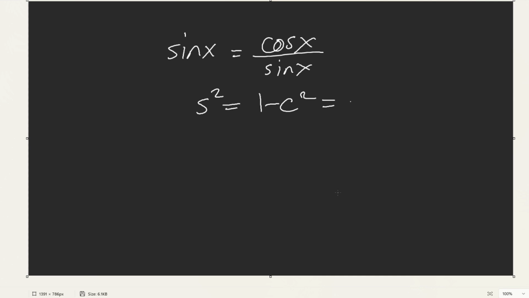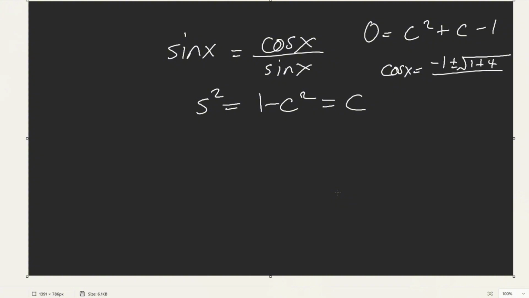1 minus c squared, with c. I'd rather do quadratic formula than graph. c minus 1. I think that's correct. Okay. Then cosine of x is equal to negative 1 plus or minus the square root of b squared minus 4ac, all over 2. Is this a golden ratio? Not exactly. Oh, it is! Okay.